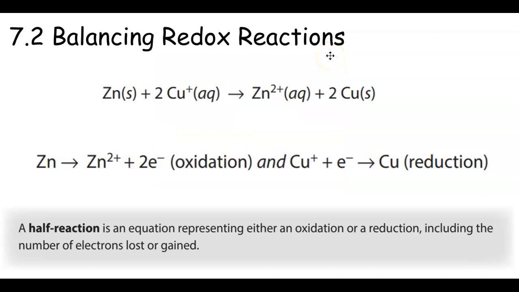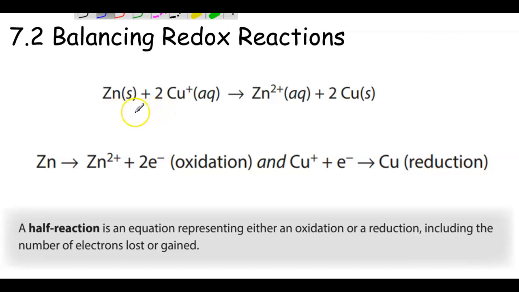Welcome back, everyone. So we're looking today at balancing redox reactions. There are two methods that we're going to go through. 7.2 has the main half reaction method first, and then actually the activity that is on page 450 we're going to go through as well, because that tells you the second method of balancing. Okay, so just a little recap here.